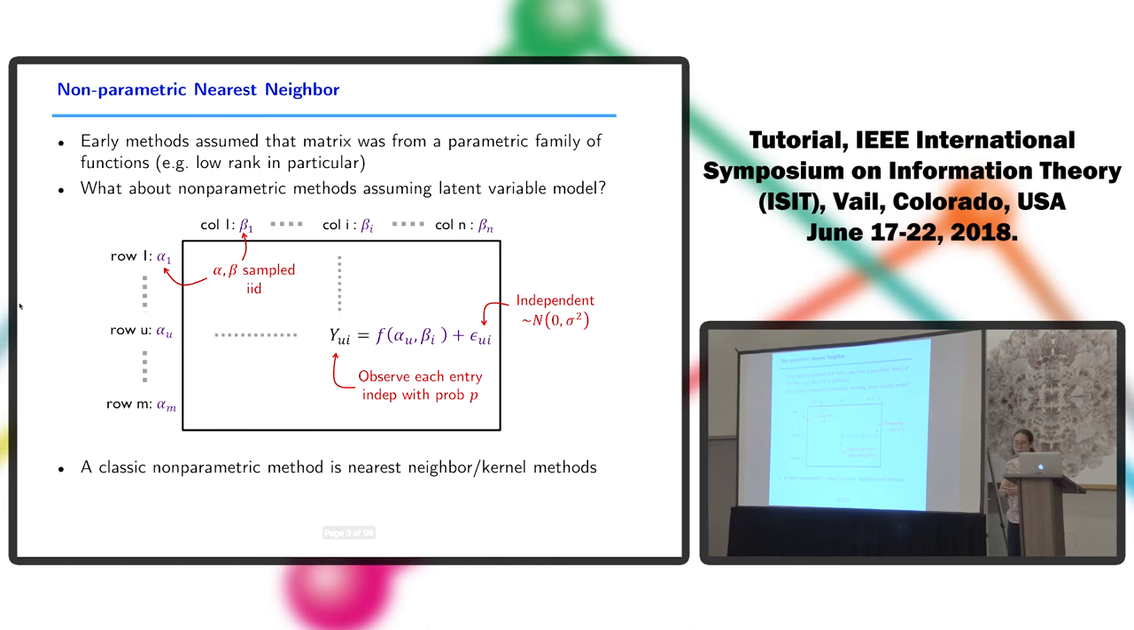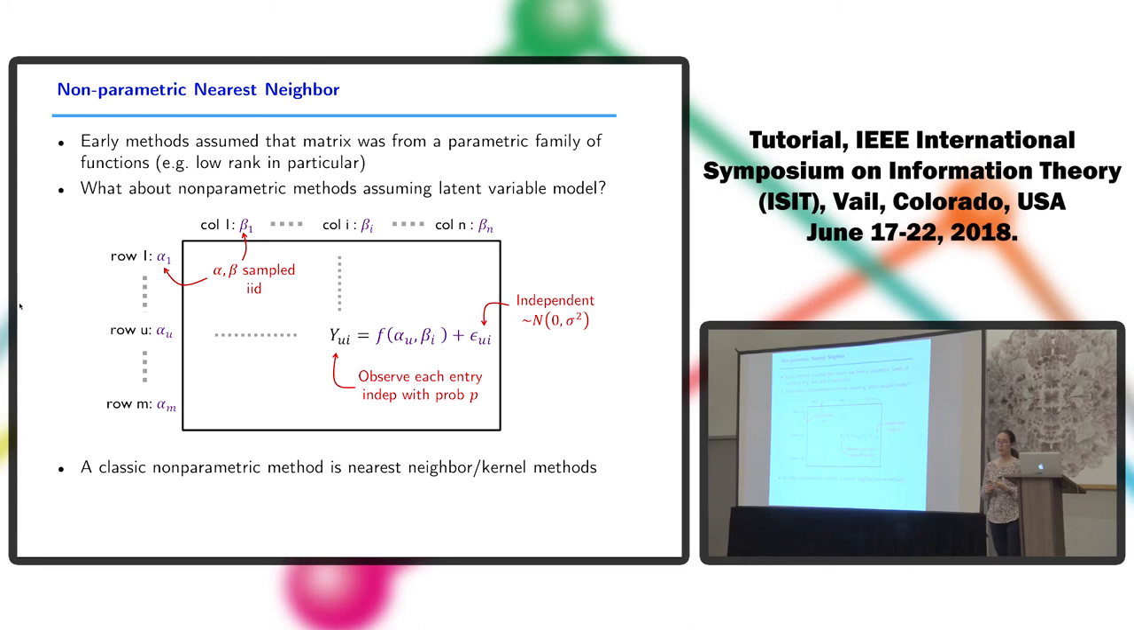Many of the early methods that were first used to tackle matrix estimation assumed that the matrix was from a parametric family of functions. In particular, low rank is probably the most common assumption used. But as Devavrat set up in the introduction, we might want to ask if there are non-parametric methods that can cover a much larger class of latent variable models.